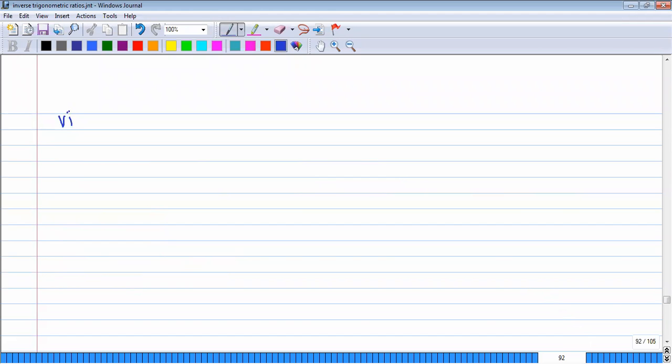Sixth question. Cosecant inverse of 2 upon root 3.